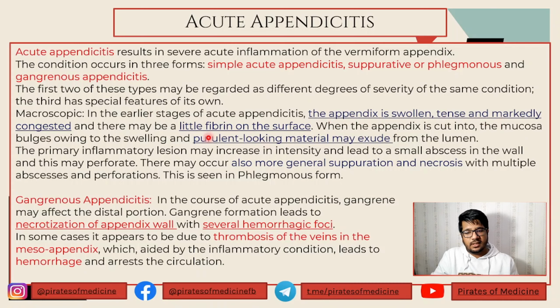Small fibrin can be seen on the surface, and purulent material may exude from this appendix. Pus will be the exudate. And necrosis and general suppuration is seen in the suppurative or phlegmonous stage. As more pus is formed, the stage will go to suppurative.